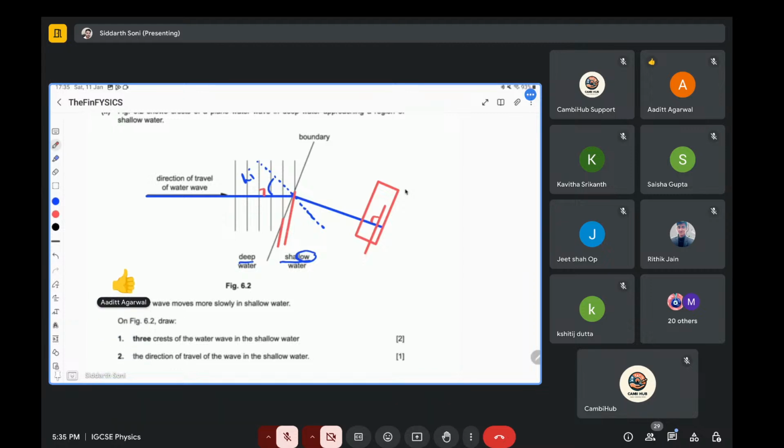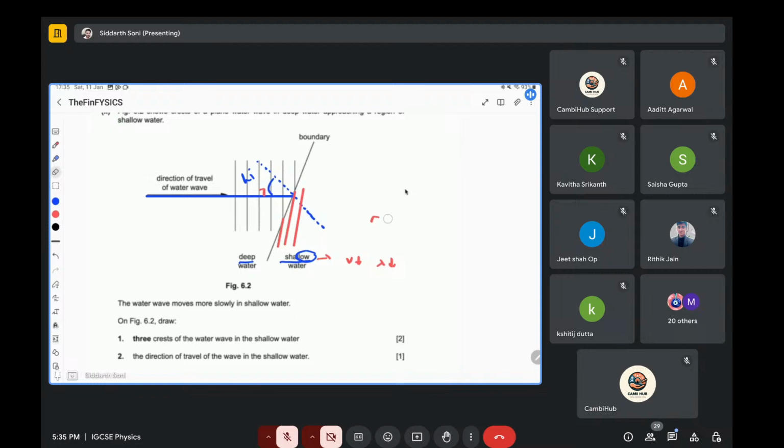Are we clear? Measure the distance. You can draw your third wavefront over here at the same distance, parallel to the first one. How do you check whether it is correct or not? Automatically, you know that your speed has decreased, which means your wavelength will also decrease. Just by looking at the diagram, you will know whether your diagram is right or wrong.